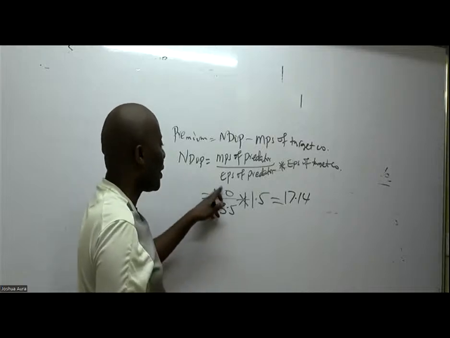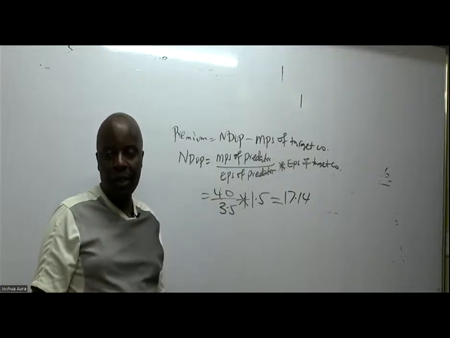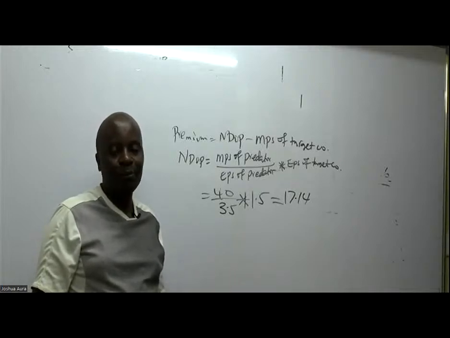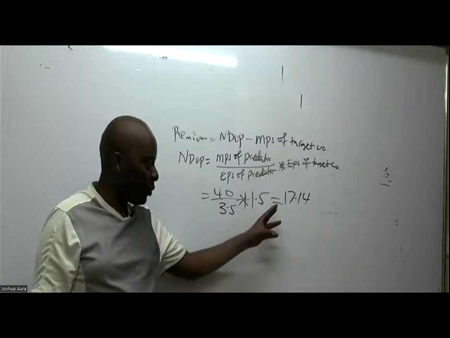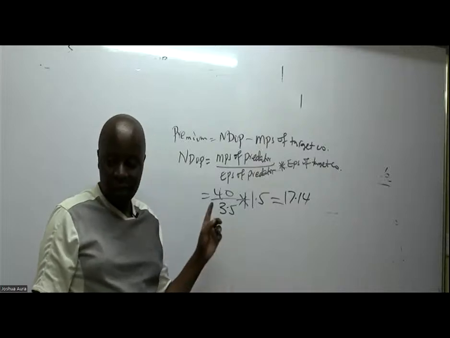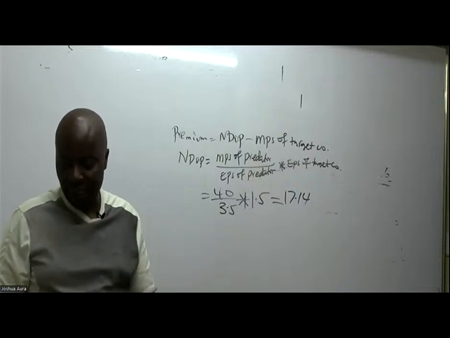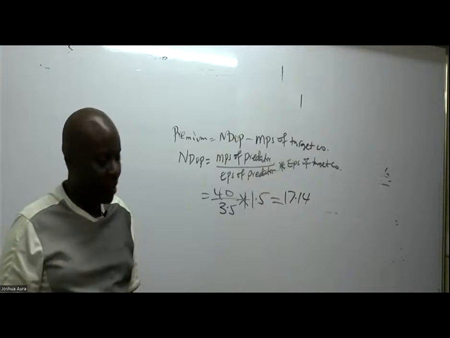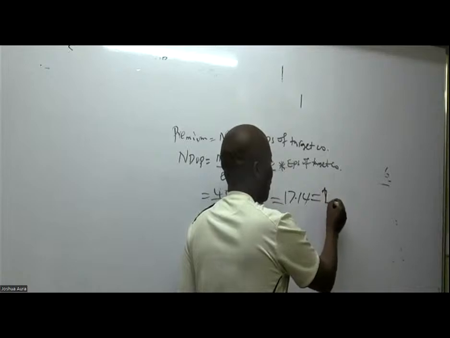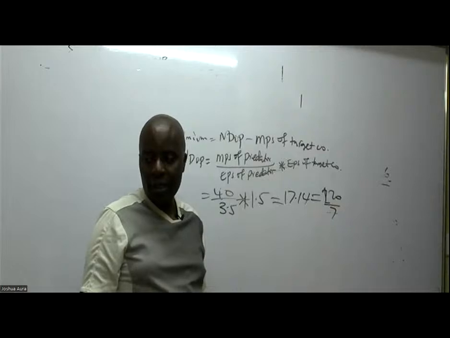17.14. Is there somebody who can give me this figure in form of a fraction? Of course, for DOP, I can leave it like that. Is there somebody who can give me this figure from your calculator? Say 40 divided by 3.5 times 1.5 equals. According to Faith, she's getting 120 over what here? Over 7. 120 over 7.